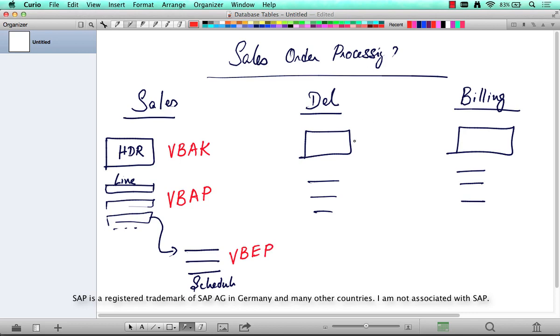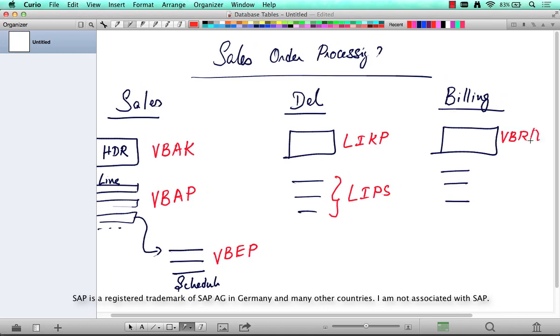Similarly, for delivery, the header data is stored in LIKP. The line item level data is stored in LIPS. And for billing, the header level data is stored in VBRK and the line item level data in VBRP.